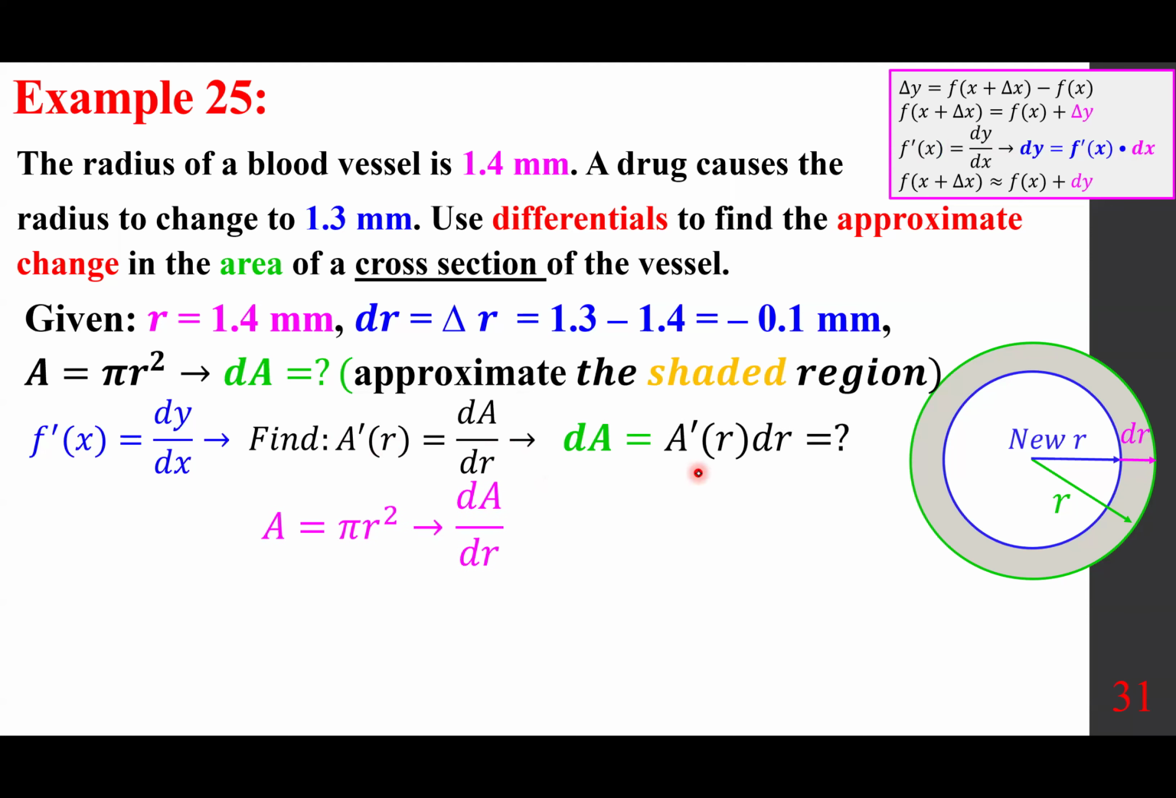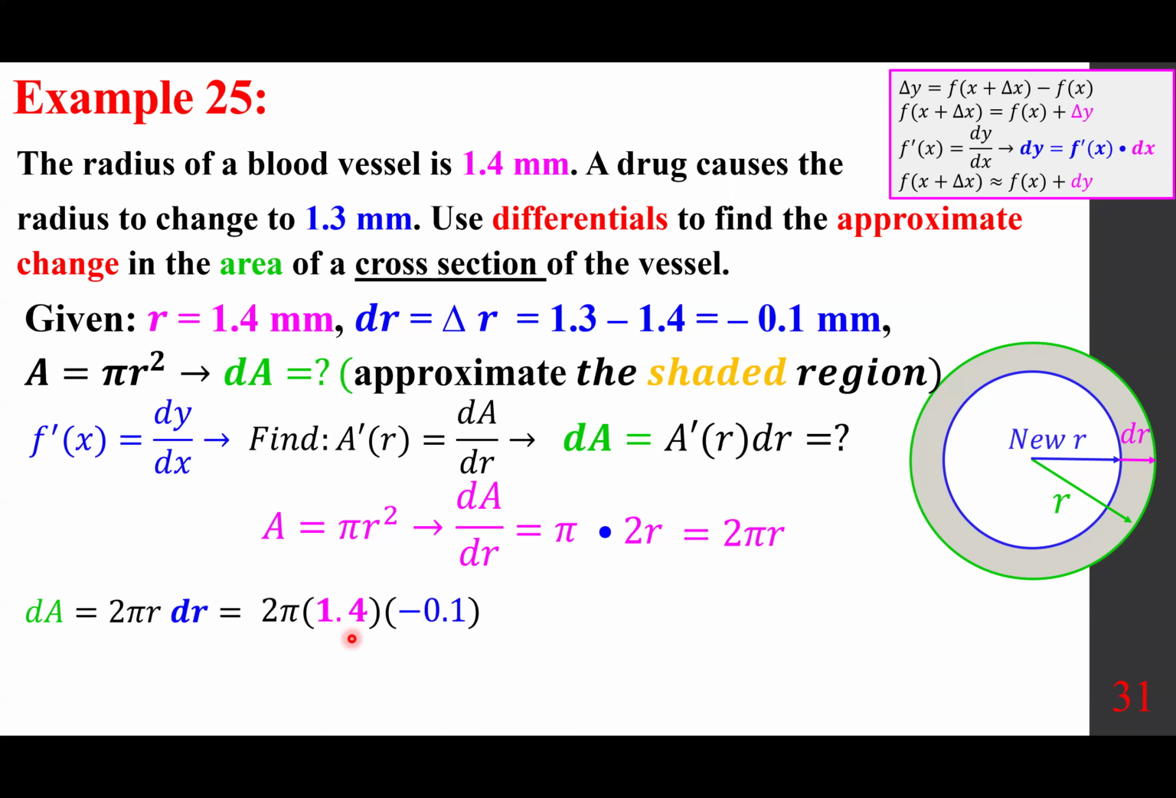And we know area is pi r squared. So dA dr is pi times what? Now, r squared gives you 2r, therefore 2 pi r. So having said that, dA is the same thing times dr. So this is 2 pi r, and dA is 2 pi r dr. Plug in.